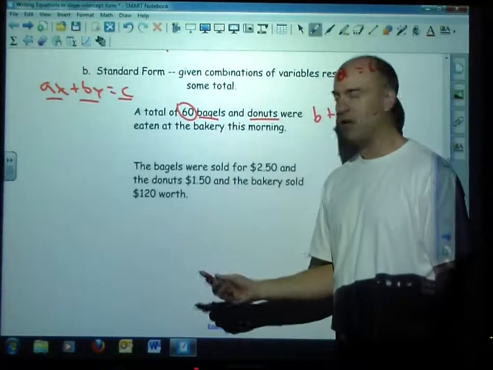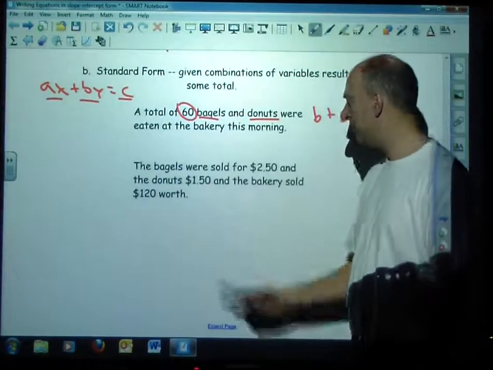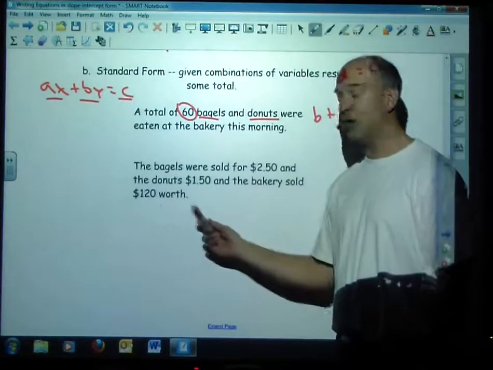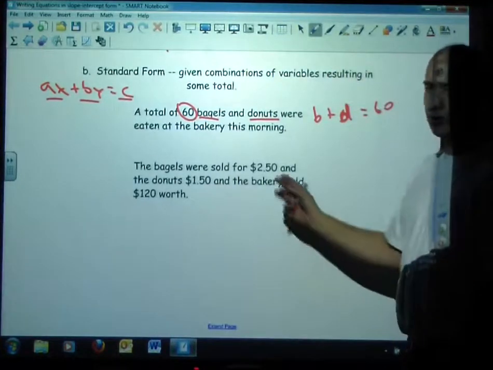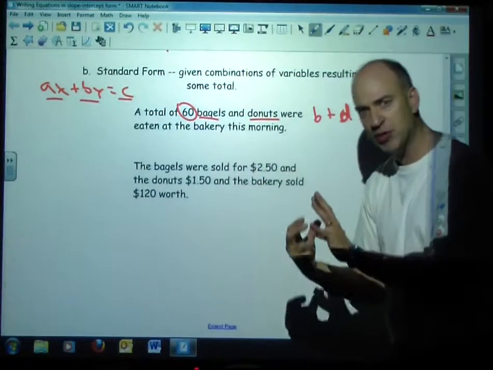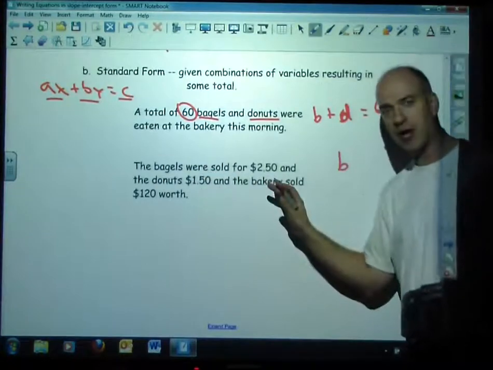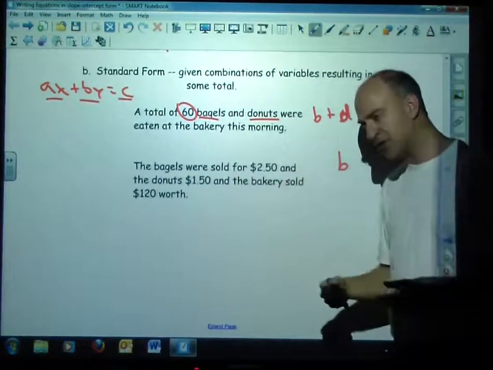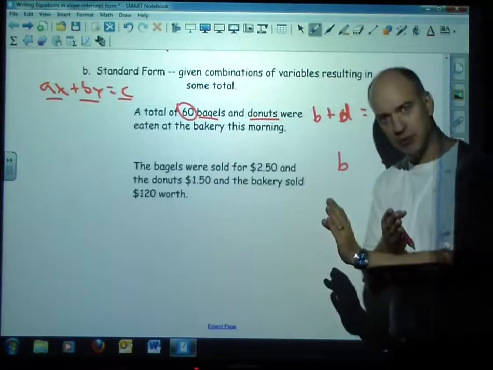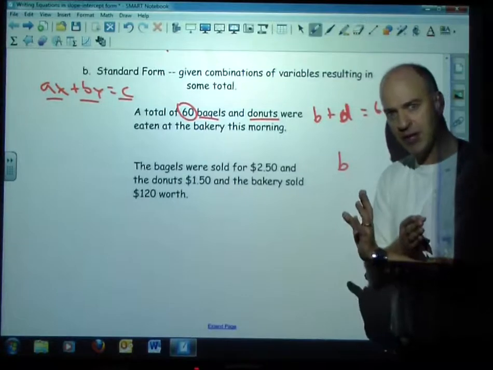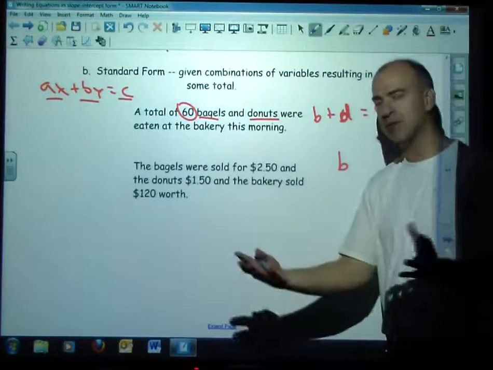Here's another way you can see standard form. The bagels were sold for $2.50 a piece. The donuts were sold at $1.50 a piece. And $120 worth of these items were purchased. So now we're not just talking about the quantity, we're talking about the price associated with the quantity. So if there were B bagels that were sold, and every bagel sold for $2.50, if we think about this, one bagel would be $2.50, two bagels would be $2.50 times 2, three bagels would be $2.50 times 3, and essentially you're taking the price times the quantity to yield a total amount of money spent on that.